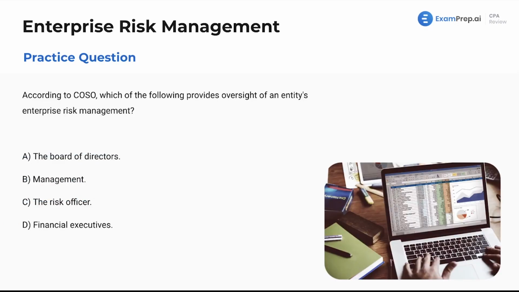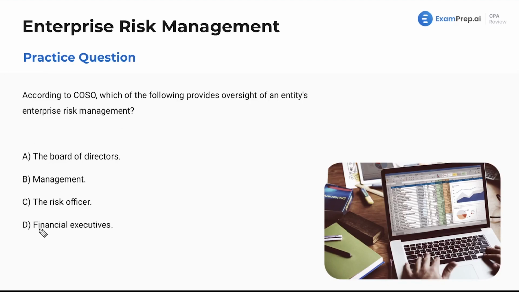According to COSO, which of the following provides oversight of an entity's enterprise risk management? Okay, so COSO is created by the Treadway Commission, Committee on Sponsoring Organizations. Once they made their framework, they said one of these four answers is to oversee the ERM framework for that particular company. And who is that?